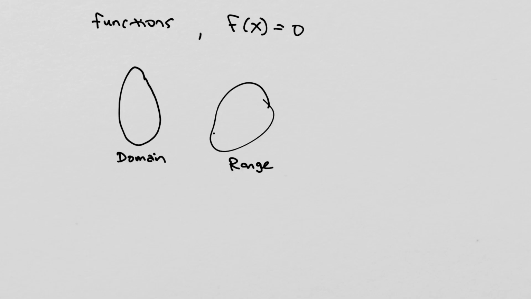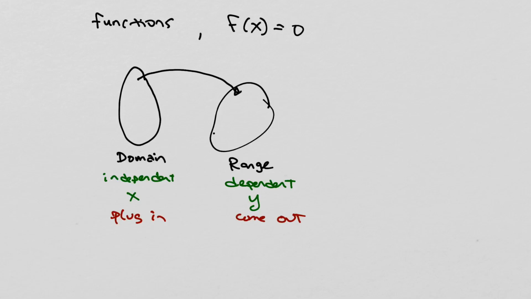Some books will call the domain values the independent values, and the range would then be the dependent values. So a lot of times these are the x's, a lot of times these are just the y's, but honestly, these are the values that we plug in, and these are the values that come out. So what we'll have is the set of values over here in the domain that we're going to plug into some type of function f, and we're going to have some answers pop out.